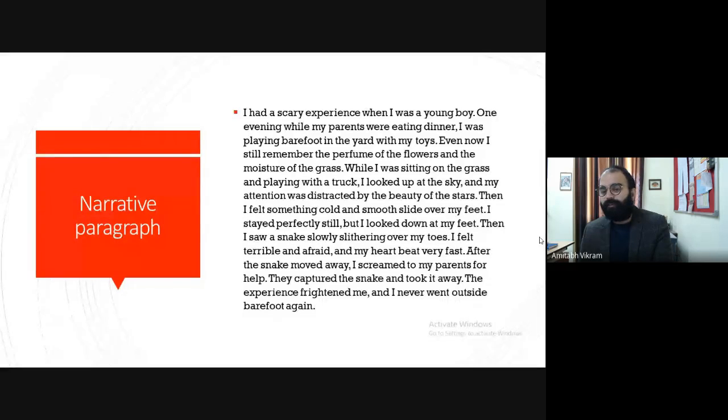After the snake moved away, I screamed. Again, this voice element is mentioned. Again, this is quite a description related to senses. I screamed to my parents for help. They captured the snake. Again, once you capture something, it is related to touch. And took it away. The experience frightened me, and I never went outside barefoot again. So this is a very short paragraph, a small piece of writing that we have.